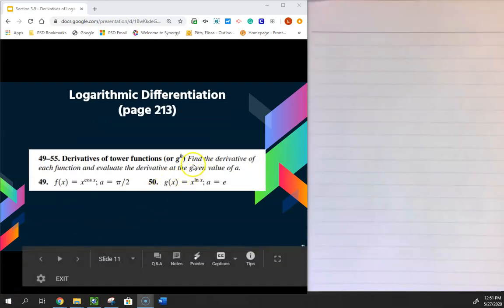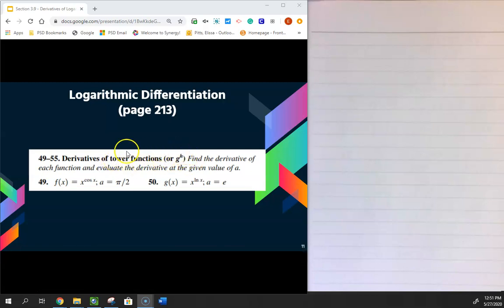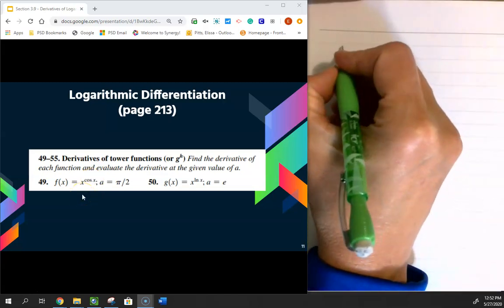Last type of problem we're going to do is something they call a tower function. I've not ever heard that vocabulary before, but you can go to page 213. They do these problems slightly differently than I do, so you can look at 213 in your text and see the difference between the way that I do it and the way that your book does it. Anytime that you have something that has an x in the base and an x in the exponent, you're going to want to get those away from each other. We don't know how to take the derivative when we have x in the base and x in the exponent. And we're going to use logarithmic differentiation.